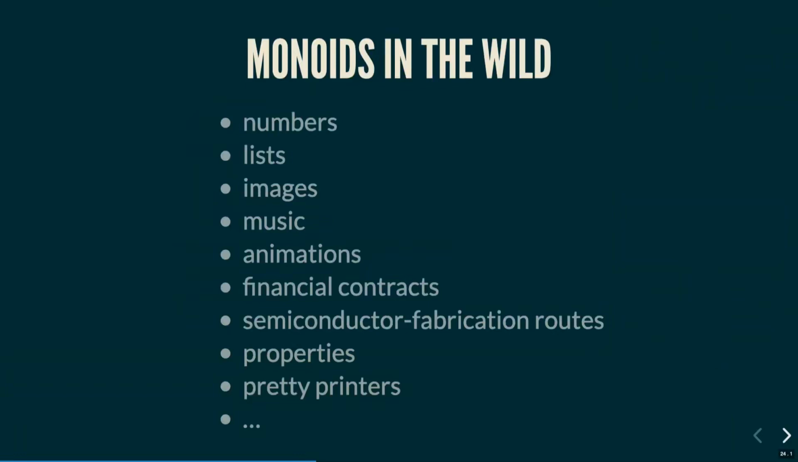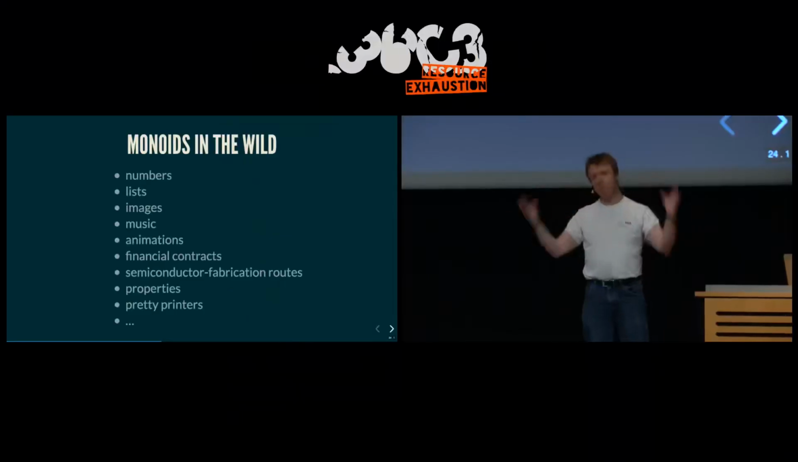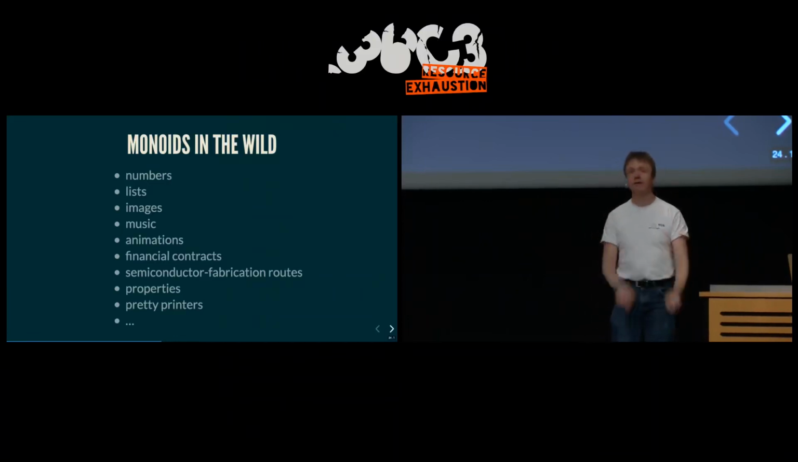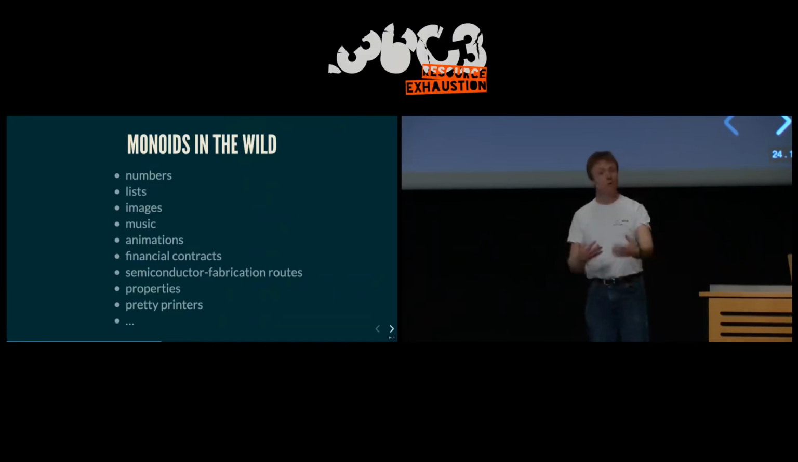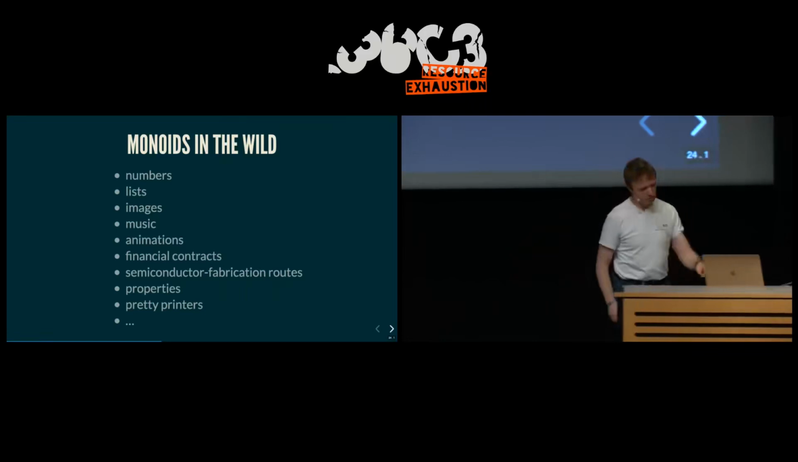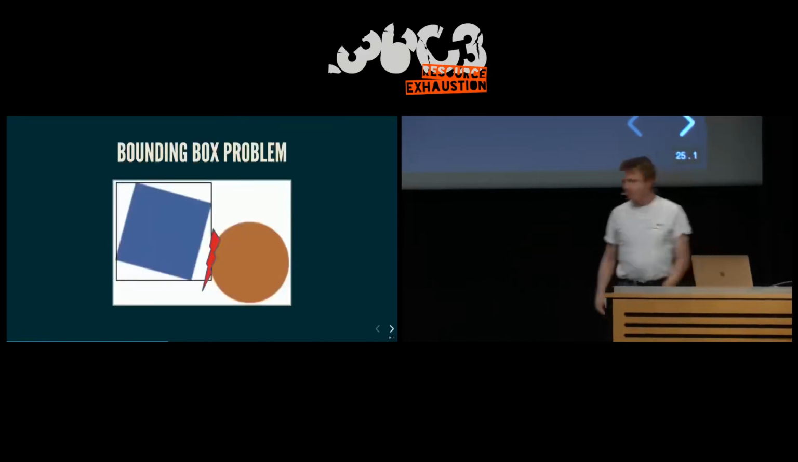If you were here last year for a talk of mine, we talked about semiconductor fabrication routes, which sounds very concrete, but also they form a monoid. The properties themselves that we'll see form a monoid, all kinds of things. They're everywhere around you, and these are really the key towards making flexible domain models, because almost any domain model you can find a monoid just by looking for building blocks and for ways of combining those building blocks into larger building blocks.